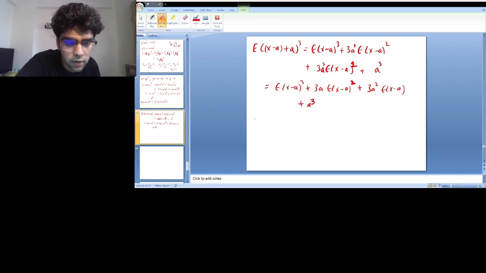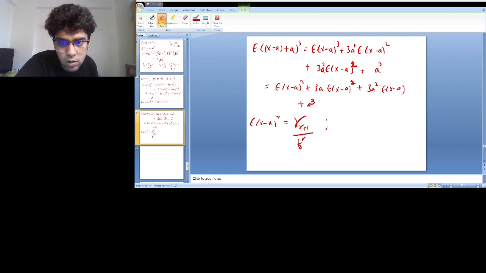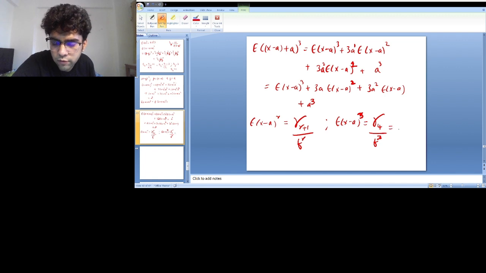Now we need to find the rth moment with respect to a, which was gamma r plus 1 upon b to the power r. Therefore E[(X minus a) to the power 3] is equal to gamma 3 plus 1, which is gamma 4 upon b to the power 3. Gamma 4 is 4 minus 1 factorial, 3 factorial, which is 6. So 6 upon b cube.